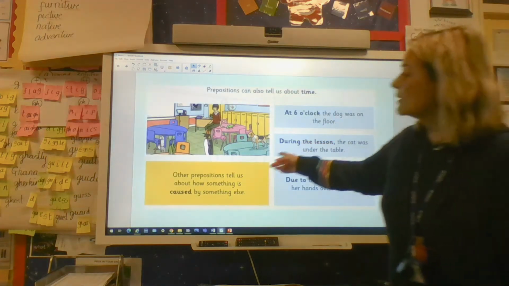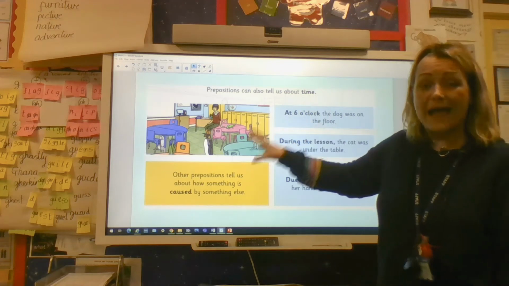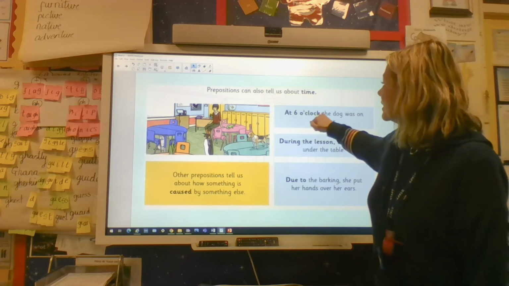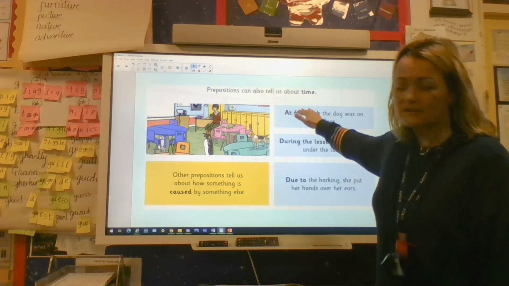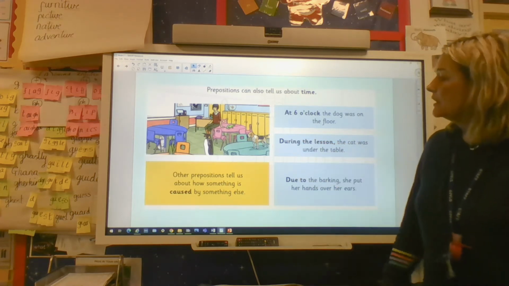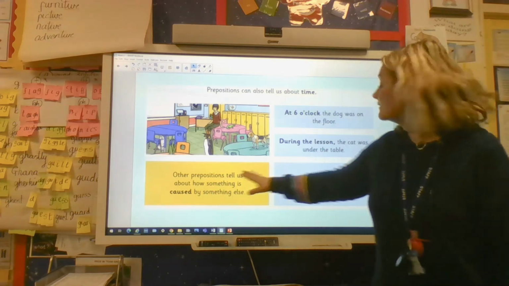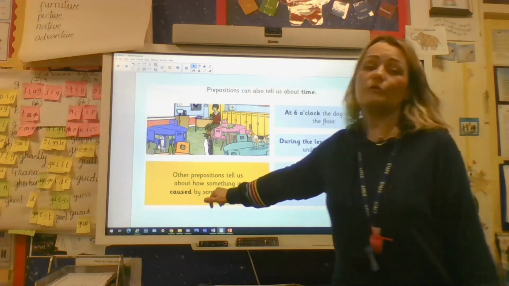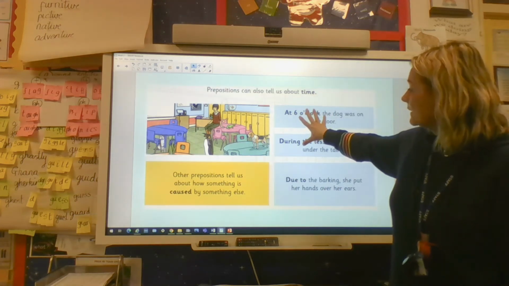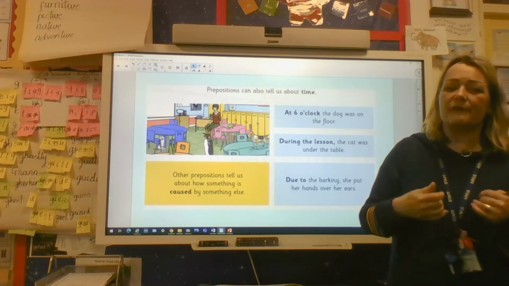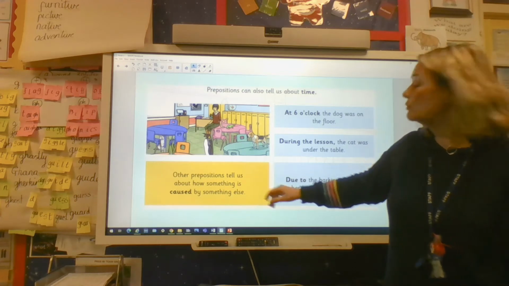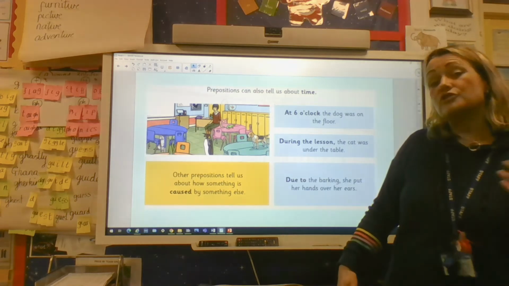When you've done that, a quick reminder that prepositions are about where something is, but they can also tell us when something has happened. So it might be that it happened at 6 o'clock, which is a time preposition, or during the lesson. Some also tell us when something is caused by something else, like due to, so we call these prepositions of cause. Prepositions of time are a word or phrase that tells us when something is happening, and prepositions of cause say because of this or due to that.